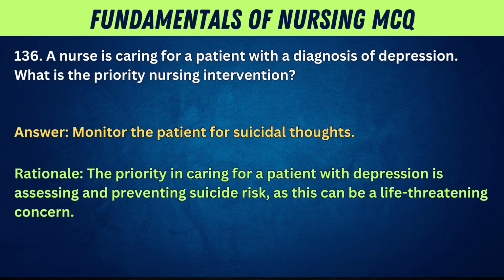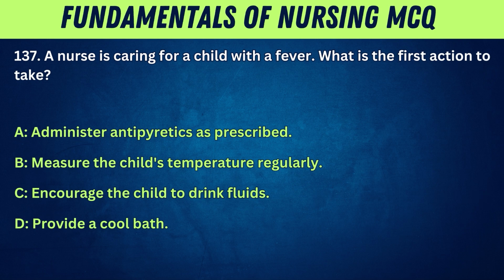Answer: Monitor the patient for suicidal thoughts. Rationale: The priority in caring for a patient with depression is assessing and preventing suicide risk, as this can be a life-threatening concern. 137. A nurse is caring for a child with a fever. What is the first action to take?